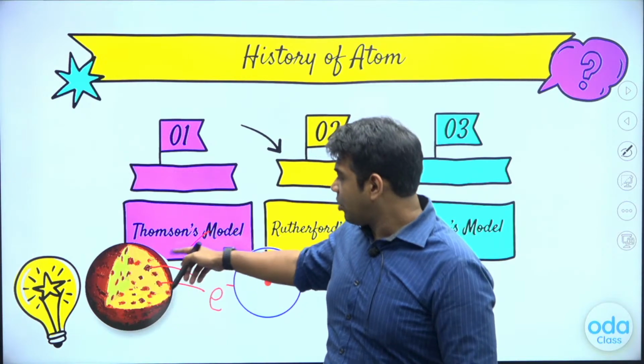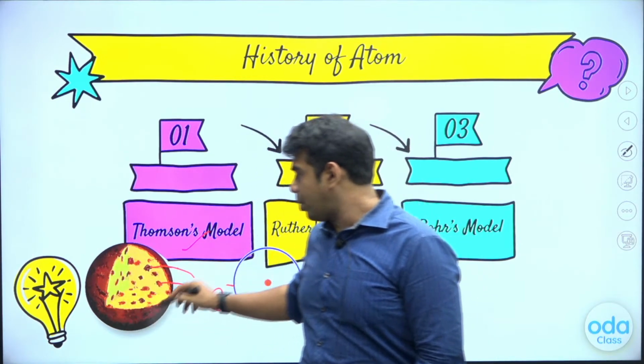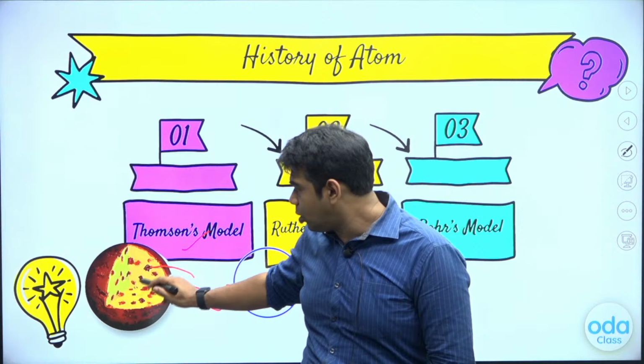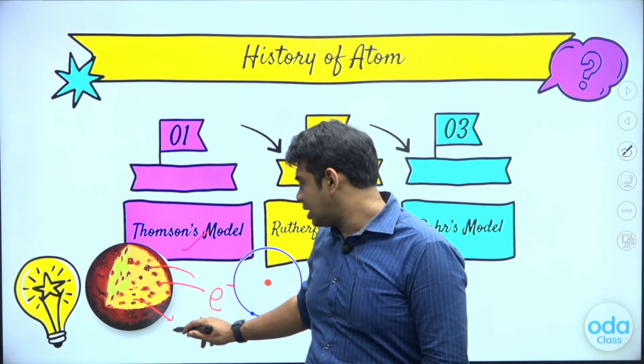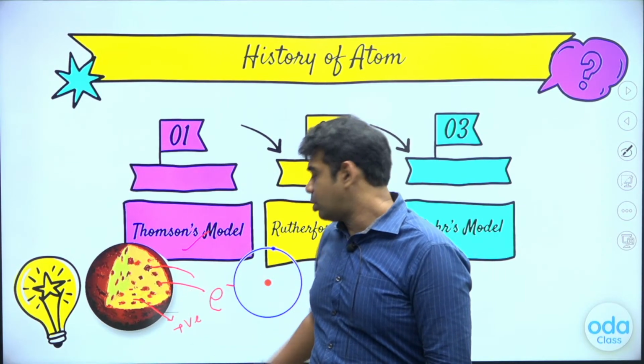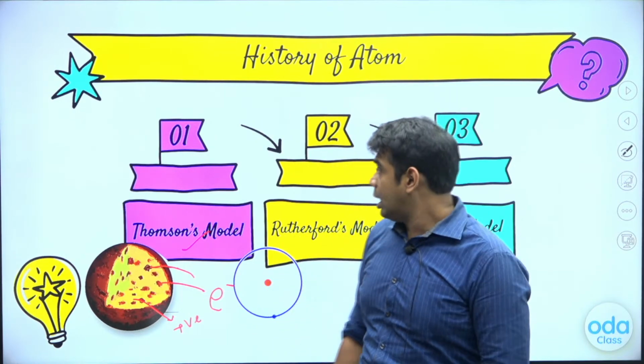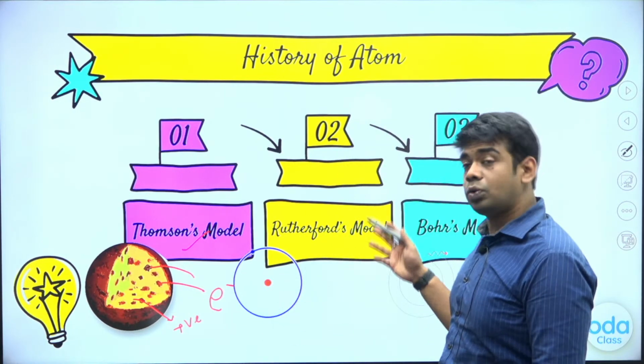And then apart from that, what did he say? All the brown part, whatever you are seeing, and all the yellow part, whatever you are seeing, is basically positively charged. This was given by Thomson, right? Moving on to the second one, that is Rutherford's model.